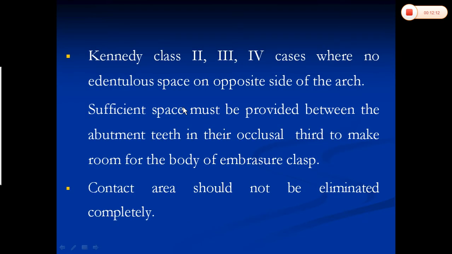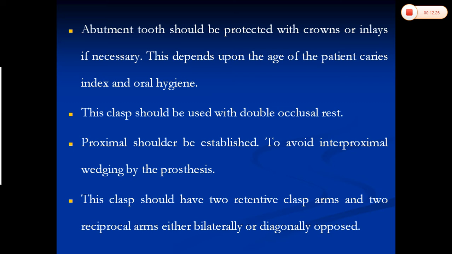So to avoid this, you have to provide sufficient space between the teeth in the occlusal third. And contact area should not be eliminated completely. You have to remember, contact area between these abutment teeth should not be eliminated. And abutment teeth should be protected with crowns.